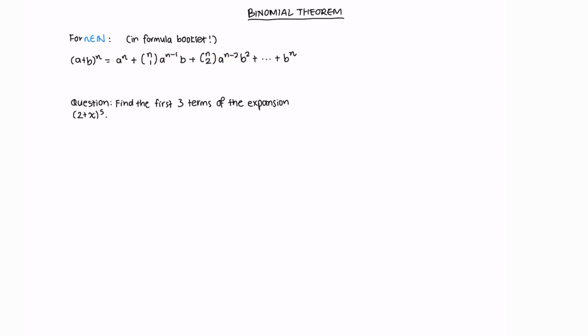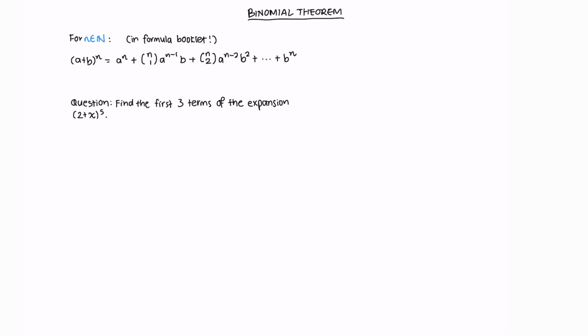Okay, so now let's do the first question. Find the first 3 terms of the expansion (2 + x)^5. So what are the first 3 terms? This will be the first term. This will be the second term. This is the third term, and so on and so forth.